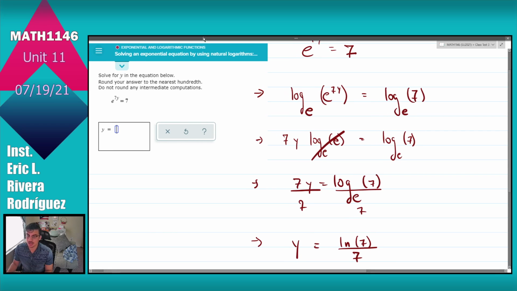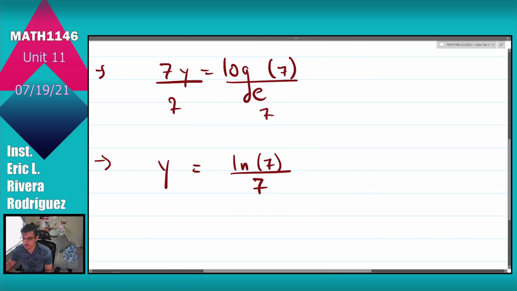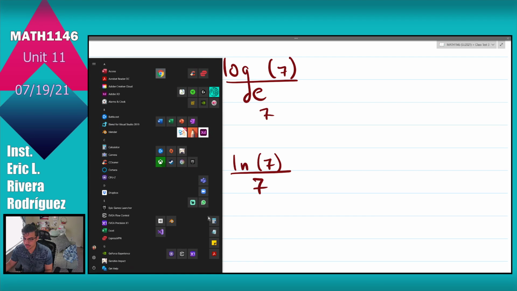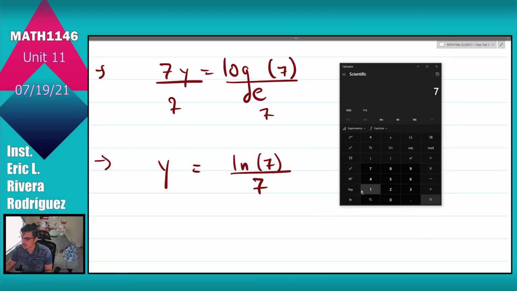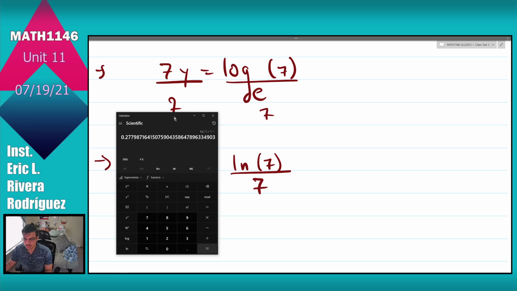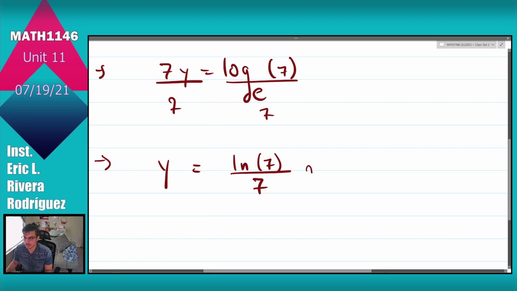I think the other thing that we need to do is to round the final answer to the nearest hundredth. So what we need to do is to get our calculator out. Natural log of 7 divided by 7. Around 0.2.